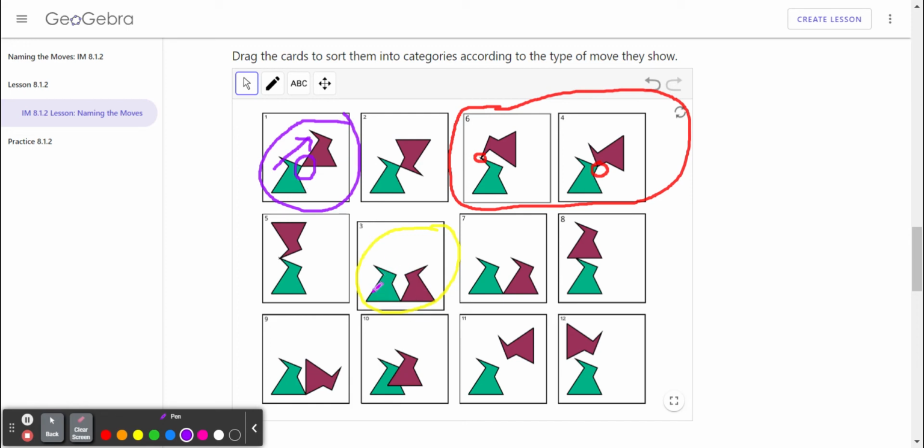2 is a reflection, it's a flip. And 6 and 4, those are rotations, they're a spin. So your job is to end up with 3 stacks of cards: reflections, rotations, and translations. Go ahead and pause this video to answer this task.